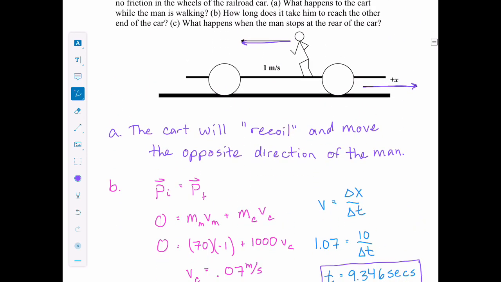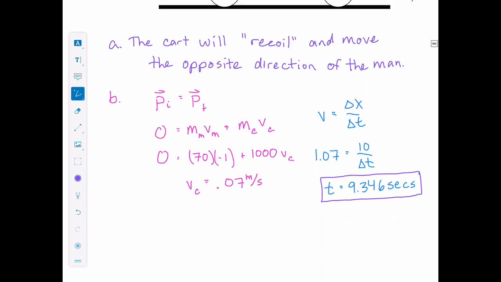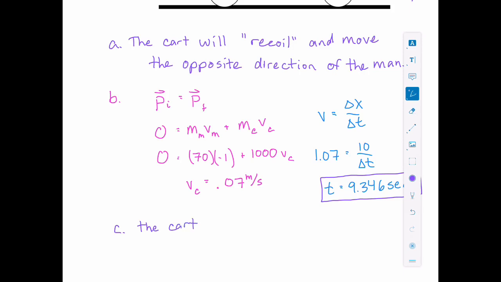And then part C says, all right, what happens when the man stops at the rear of the car? Well, then the cart's going to stop. If the man stops, the cart's stopping. The only reason the cart was moving was because the man was moving. So C, the cart also stops. The man stops, the cart stops. The man moves, the cart moves. Awesome. All right, so good job.